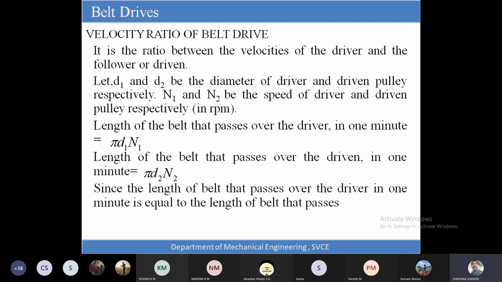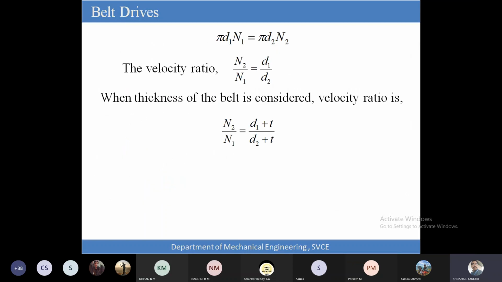Let πD2N2 be the length of the belt which will be passing over the driven pulley. Then the length of the belt which passes over the driver pulley must be equal to the length of the belt which will be passing over the driven pulley. That will be πD1N1 equal to πD2N2. In other words, we can say N2 by N1 is equal to D1 by D2.